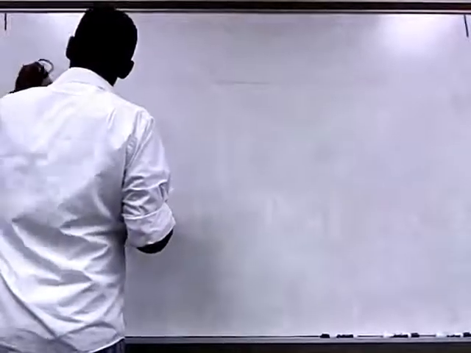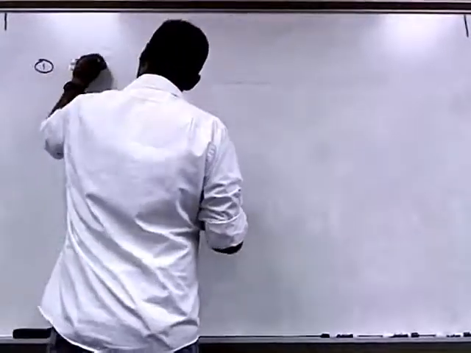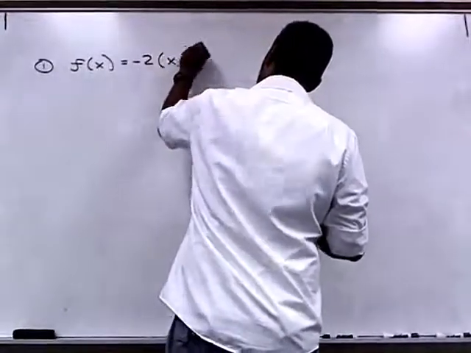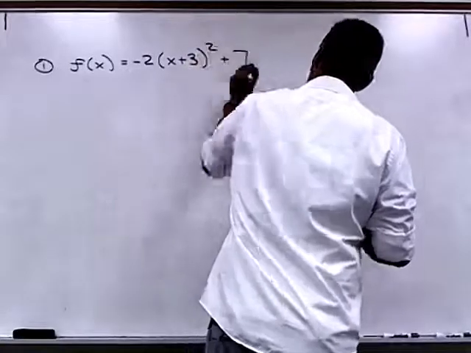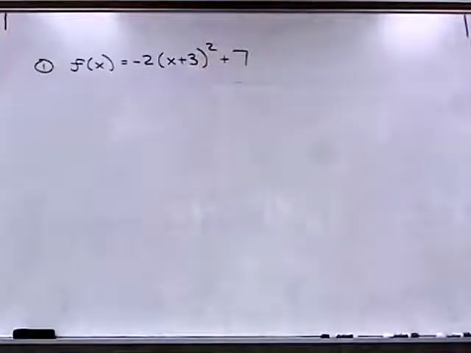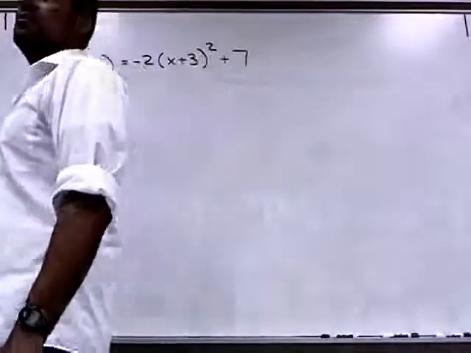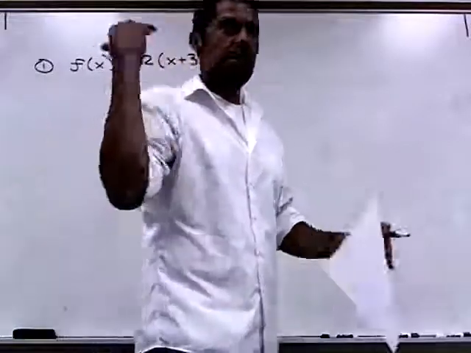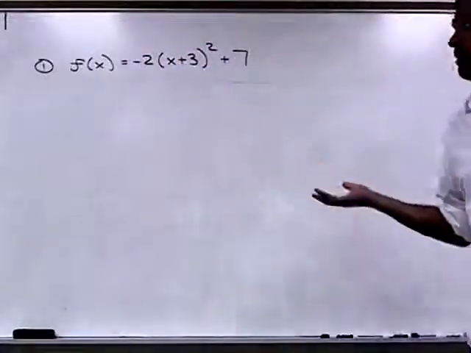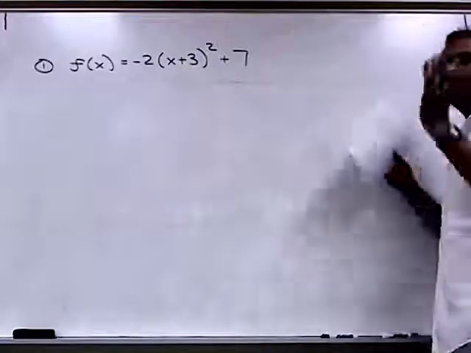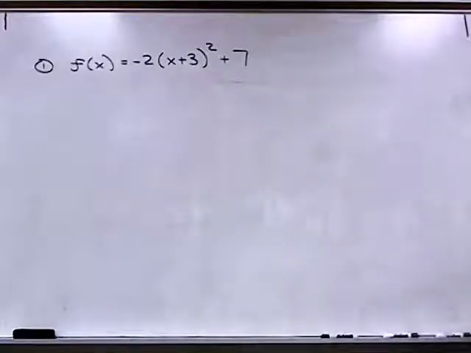Number 1, sketch f of x equals -2 times (x plus 3) squared plus 7. Now, on this test, the instructions will say, use the steps that we were given in class to sketch the following graphs or sketch the following functions. So I expect you to follow the method. That means I expect your cheat sheet to somehow help you. If you just go and do this and then draw a picture and that's all you give me, I will not give you credit. You have to show me how you got each thing, all right?